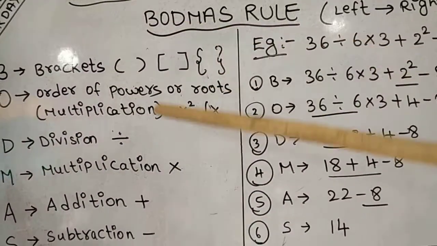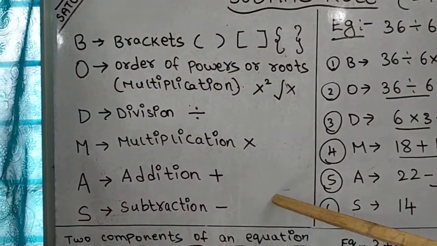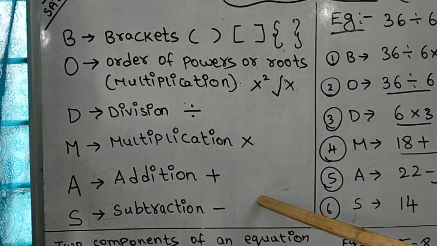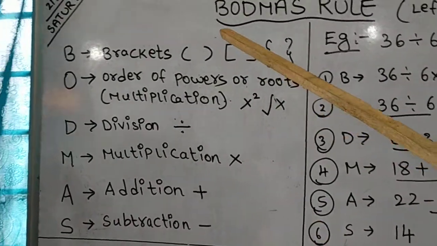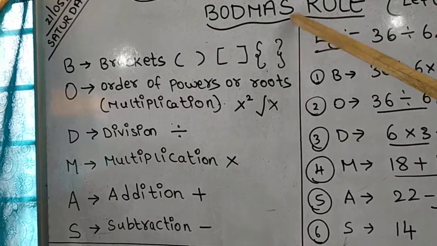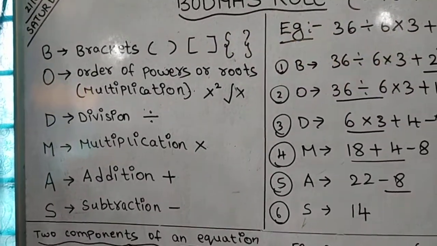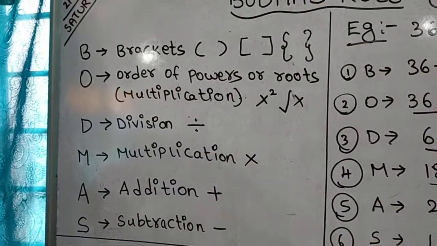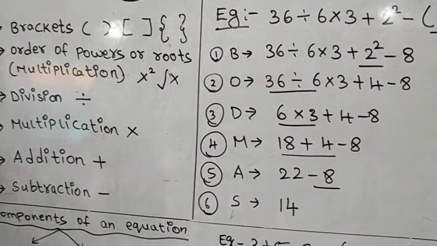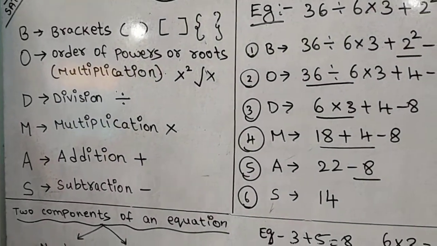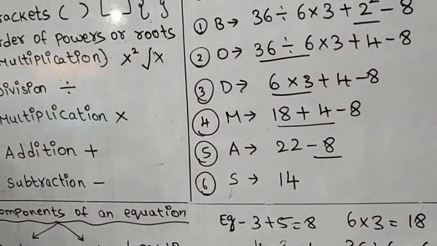So this is the sequence that we have to follow when you are solving complex questions, and you have to do it from left to right. Understood, kids? In this order you have to solve the equation when it is involving all 4 arithmetic operations. Then that will make your calculation easy.